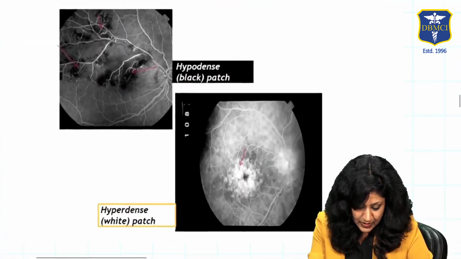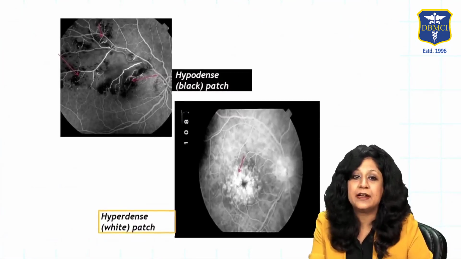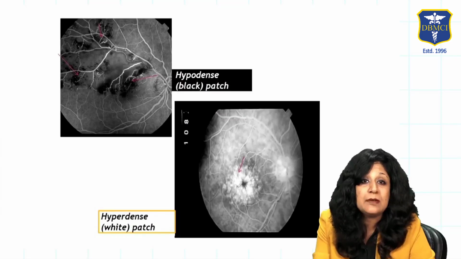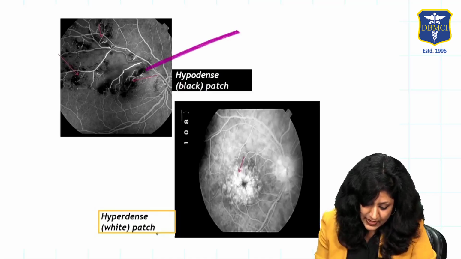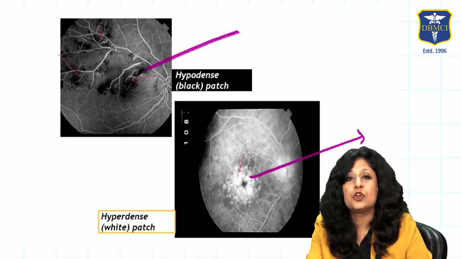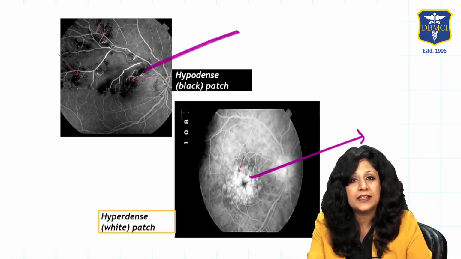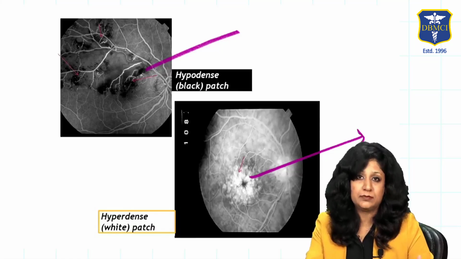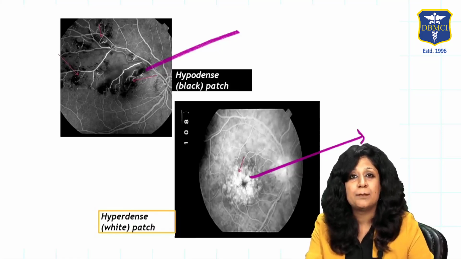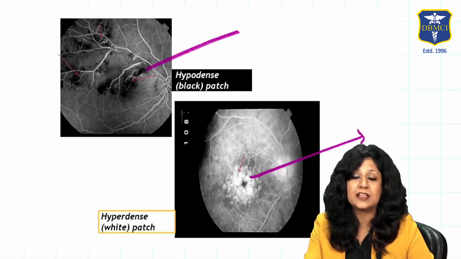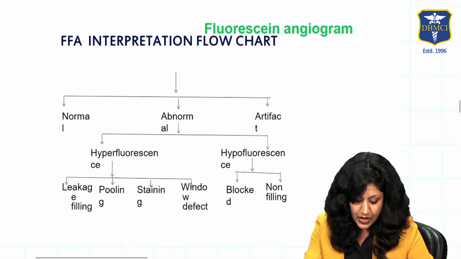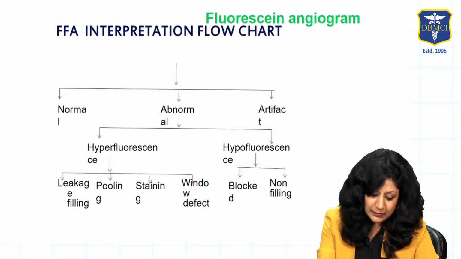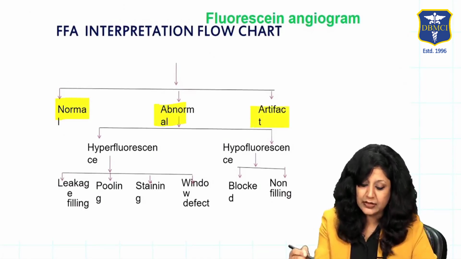Now see this. Here you are seeing the hypodense and hyperdense areas, right? Can you see what we mean by hypo and hyperdense? So this is for showing this. Hypo means the black areas, right? And hyper means the white areas that you are getting. So normally when you see the angiography, you are getting a grayish white color because of the fluorescence coming from the choroid, because it contains the fenestrated choriocapillaries. But if there is something that is blocking this choroidal fluorescence, then this can give you the hypodense areas, hypofluorescent areas or the black areas. Now see this. How can you interpret? Either it can be normal or it can be abnormal or it can be an artifact, right?